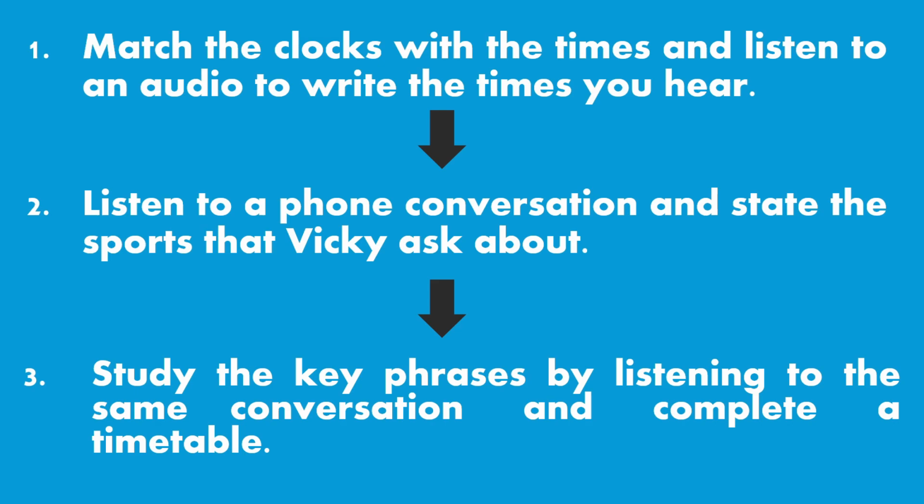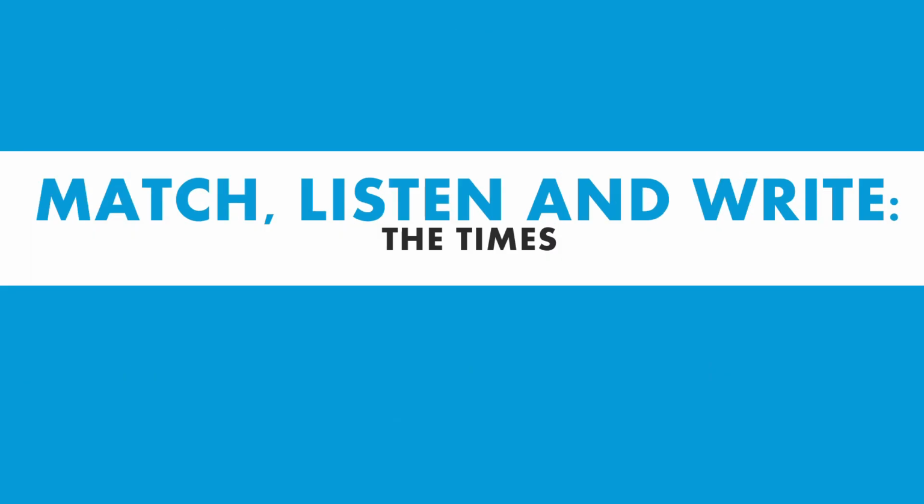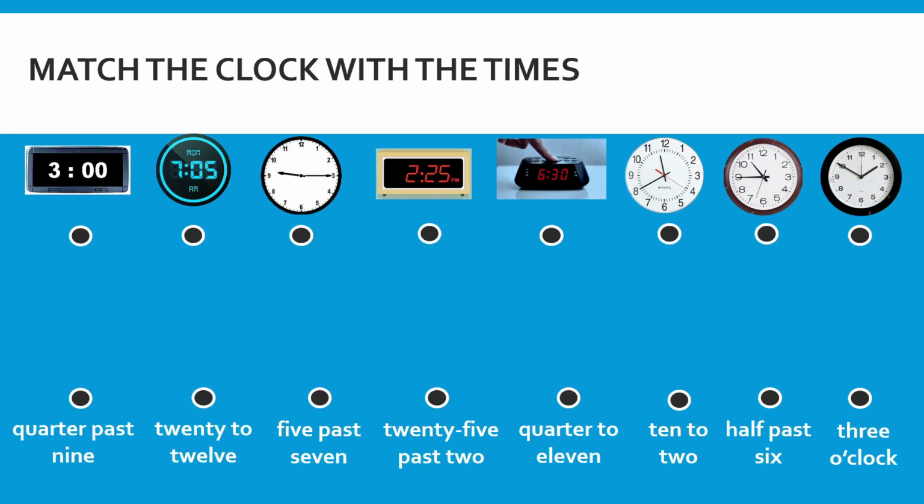Without further ado, let us move on to the first activity of our lesson today, which is to match, listen, and write the times. Now, these are a few pictures of clocks here, and you are going to read the time on the clocks and match to the correct times in written words correctly. Let's look at picture number 1. The answer is 3 o'clock.